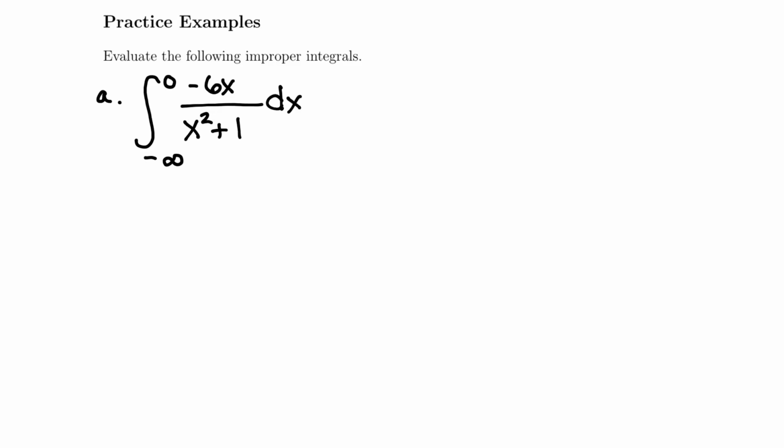I love your thinking. Okay, let me do one like that. Hang on, just like it. Hang on one second. I'm going to give you part B. So suppose I have the integral from negative infinity to 0 of 6 over x squared plus 1 dx. Let's do that one first.